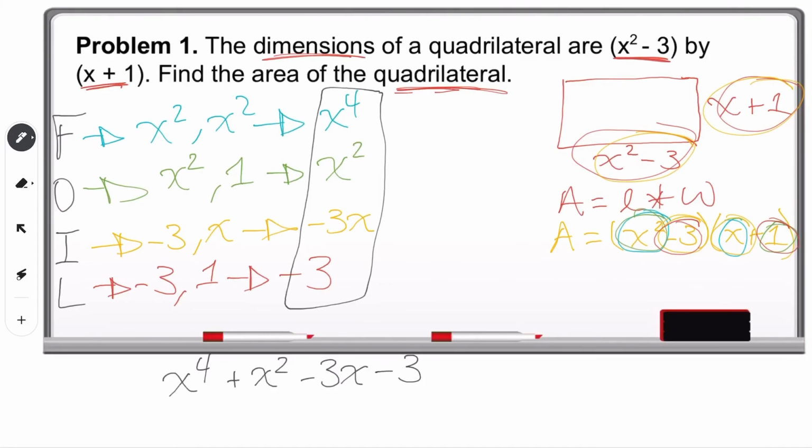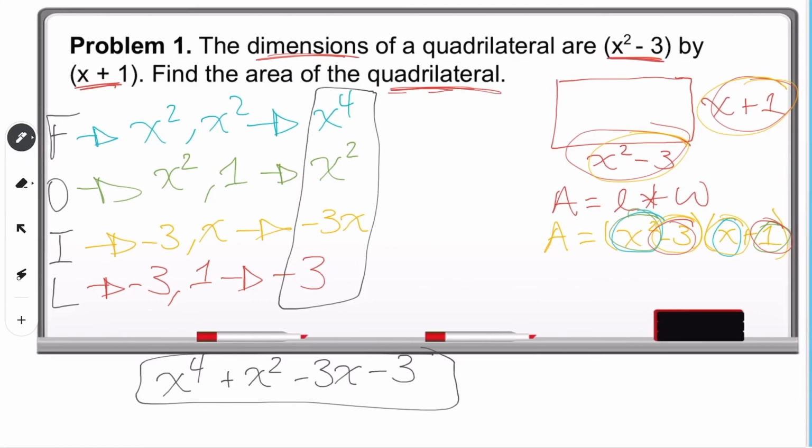We check for like terms. I see that none of these terms are like terms, so therefore this is our final answer. So our area of the quadrilateral is x to the higher power 4 plus x squared minus 3x minus 3.